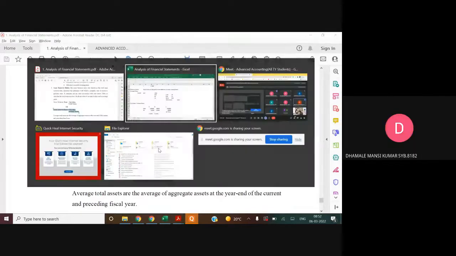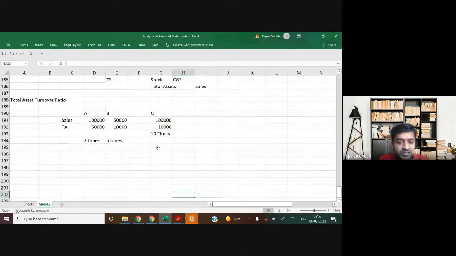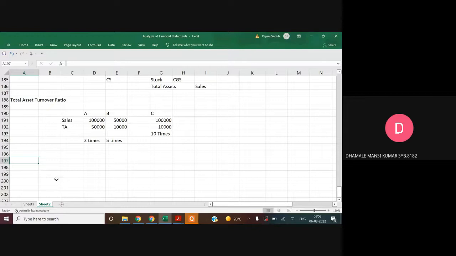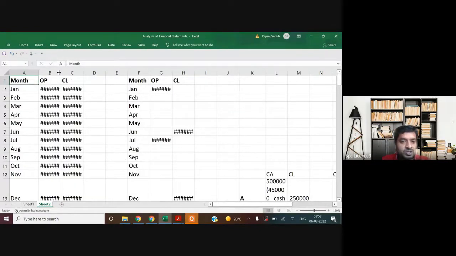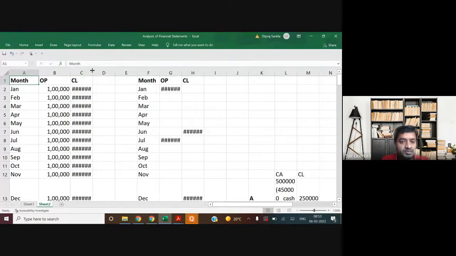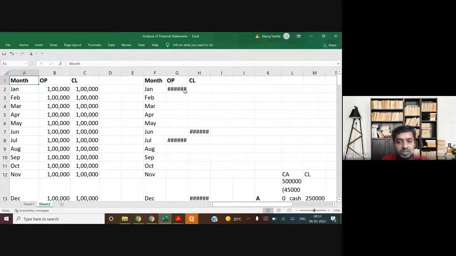Okay. Now the next ratio I want to discuss with you is the stock turnover ratio. Which ratio is it? Stock turnover ratio. Okay, see what is the need of discussing and explaining the stock turnover ratio. I'll first explain the role of the stock turnover ratio.